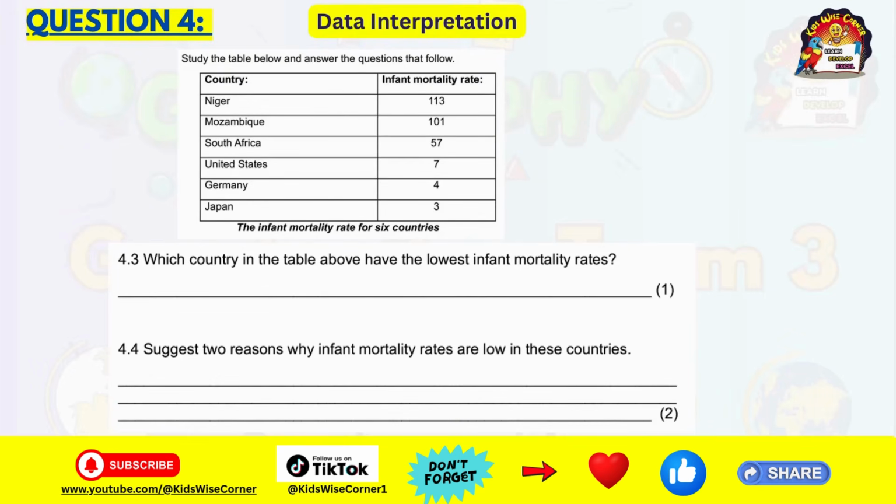Question 4.3. Which country in the table above have the lowest infant mortality rates? If we look at the values here, the lowest is Japan. So which country in the table have the lowest infant mortality rates? It's Japan.